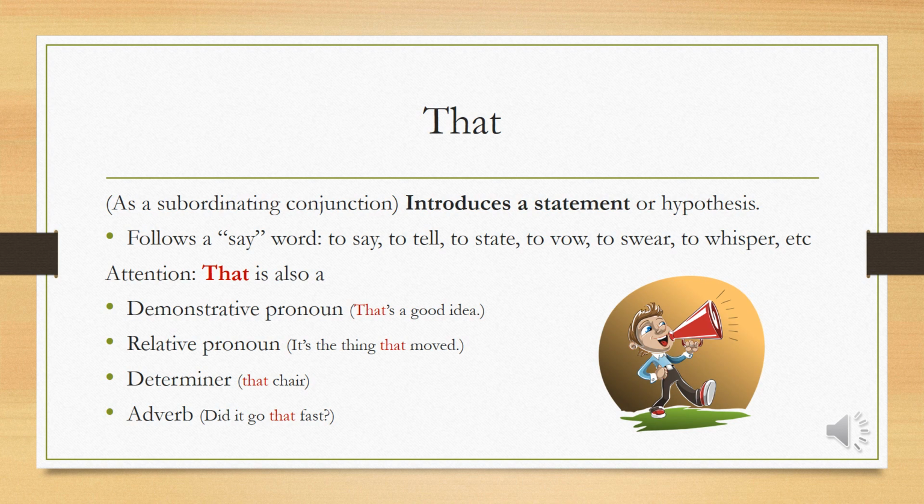But I want you to pay attention. That is also a demonstrative pronoun, for example, that's a good idea. A relative pronoun, for example, the thing that moved. A determiner, for example, that chair over there is mine. An adverb, did it go that fast? So don't just look at that as a subordinating conjunction. No, it could be something else. Look at it carefully before you make a decision.